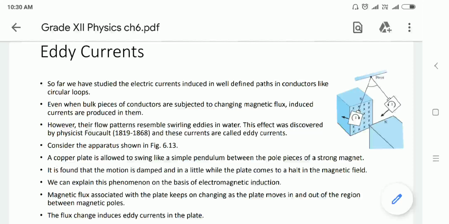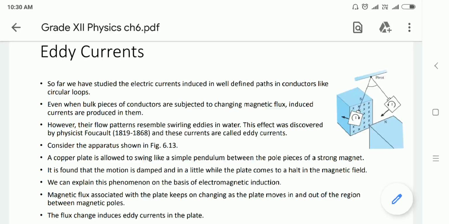If we have one piece of metal or a conductor, and we provide a varying magnetic flux to it, current can also be produced. To understand this, let us focus on the diagram. Permanent magnets are given with the poles north and south. In between, we place one piece of metal, a copper plate, which is allowed to swing like a pendulum between this strong magnet.